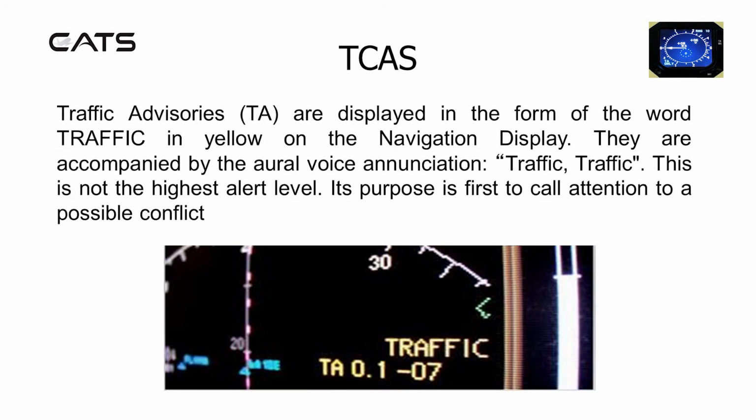Traffic advisories, TAs, are displayed in the form of the word traffic in yellow in the navigation display. They are accompanied by the oral voice enunciation, traffic, traffic. This is not the highest alert level. Its purpose is first to call attention to a possible conflict.